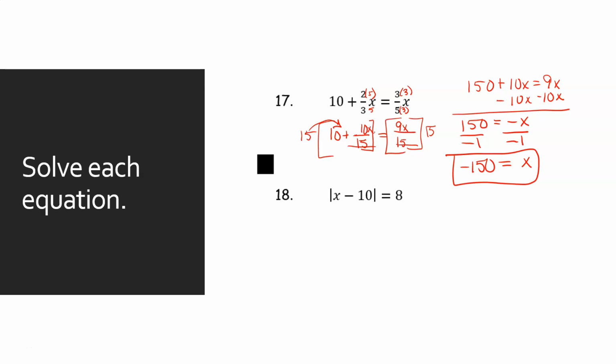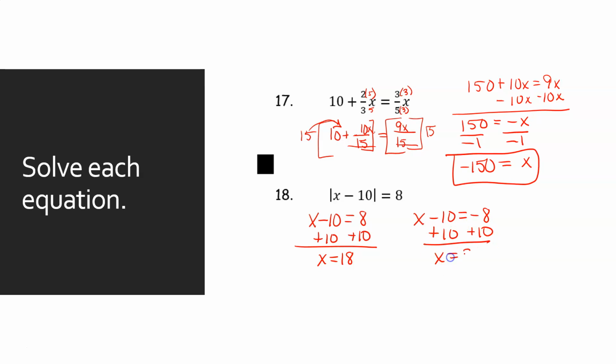Okay, number 18 is an absolute value equation, and if you remember, we have to solve this twice. The absolute value bars are already isolated, so I have x minus 10 equals 8, and x minus 10 equals negative 8. So when I add 10 here, I have x equals 18, and when I add 10 here, x equals 2. So my answers are 2 and 18.